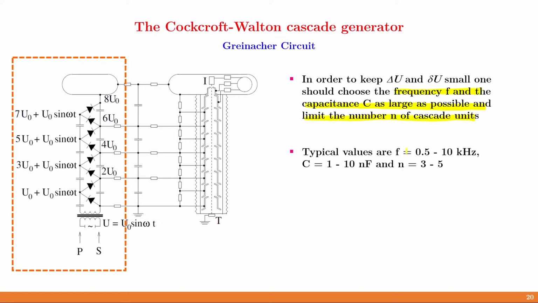And typical values of f are from 0.1 to 10 kHz, and the values of capacitance are from 1 to 10 nanofarad, and the number of stages is selected to be between 3 and 5. The ripple δU can be reduced by an additional RC filter.